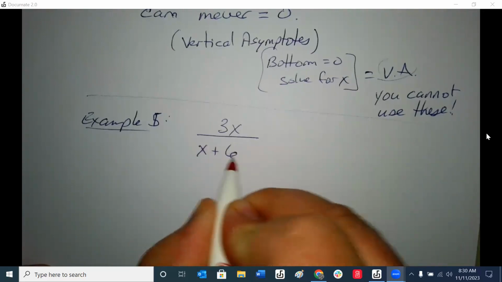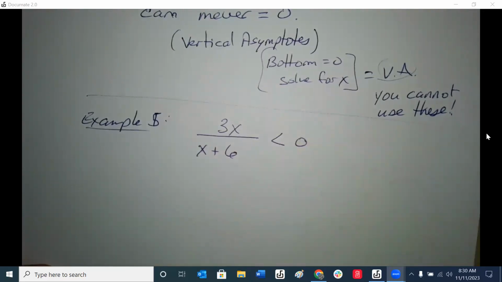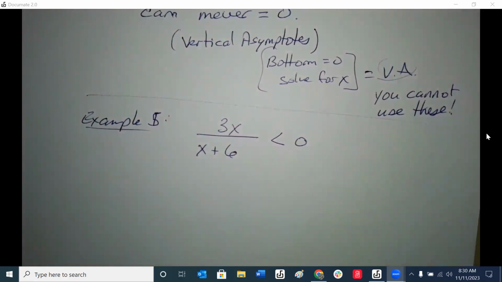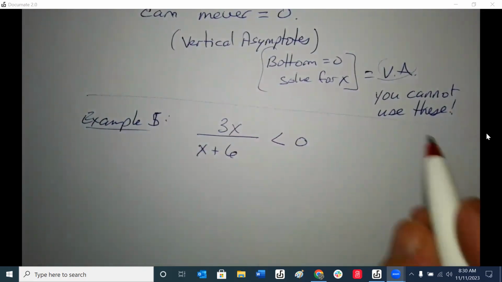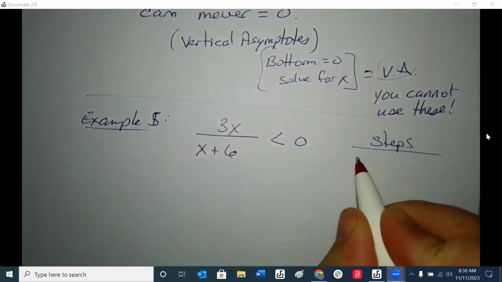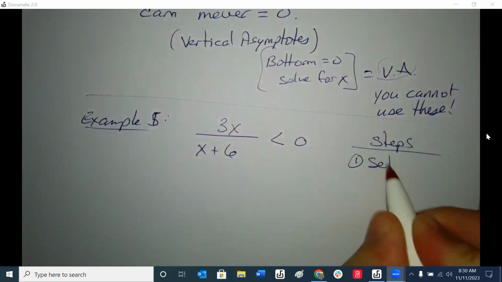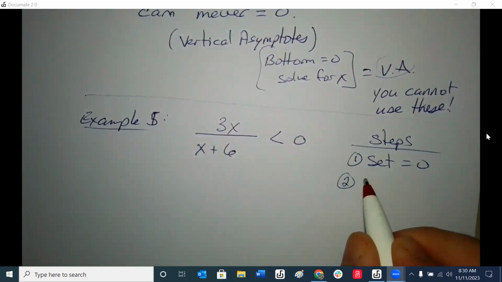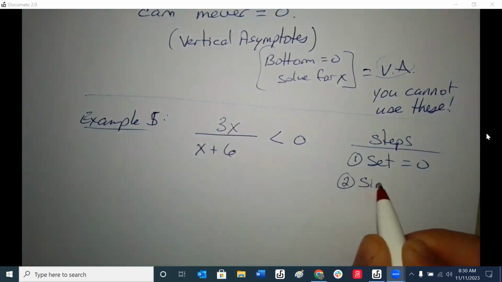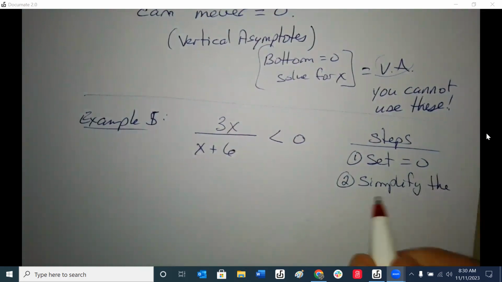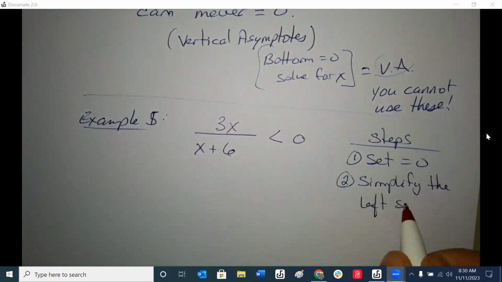3x over x plus 6 is less than 0. Okay, again, same as last time. We have to get rid of the parentheses. We have to get everything to one side, set it equal to 0. So set equal to 0. Simplify the left side.